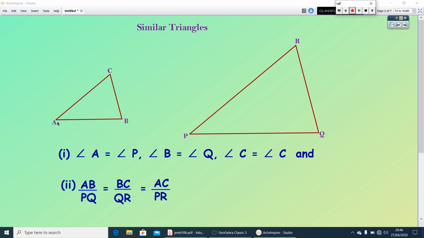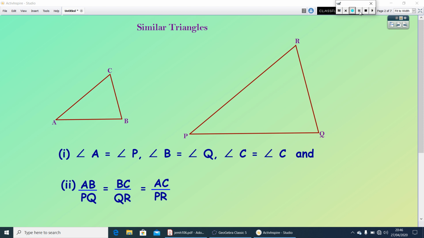Similarly, one more condition: AB by PQ is equal to BC by QR is equal to AC by PR. That is, corresponding sides are proportional. Their ratios are equal. Now, the corresponding side of AB is PQ. Similarly, BC corresponds to QR and AC corresponds to PR.